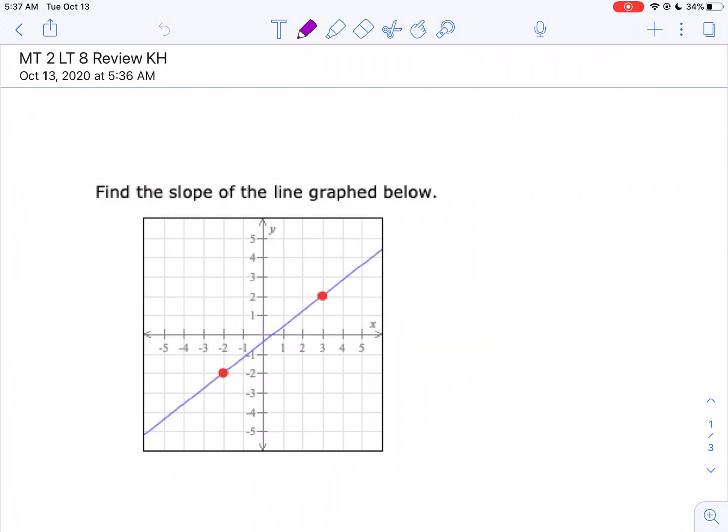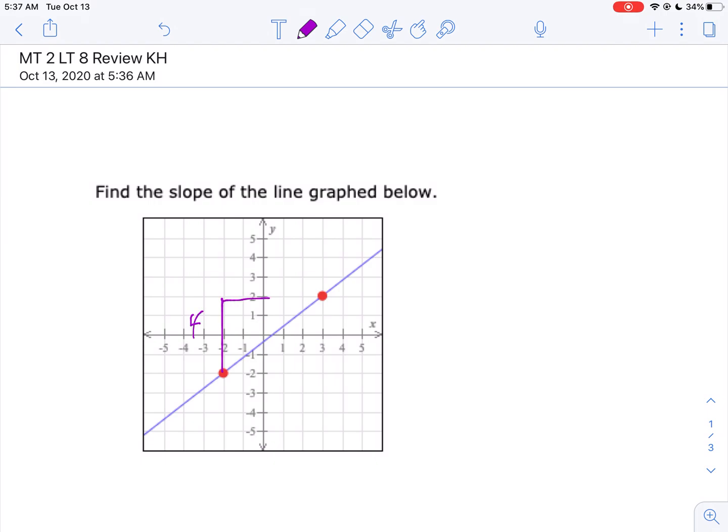Hello, we're going to take a look at your MT2 LT8 affirmation. On this question, I'm wondering if you just miscounted, because you want to find the slope of the line. So if we look at how much does it go up? Well, it goes up 1, 2, 3, 4. I think he miscounted that part.